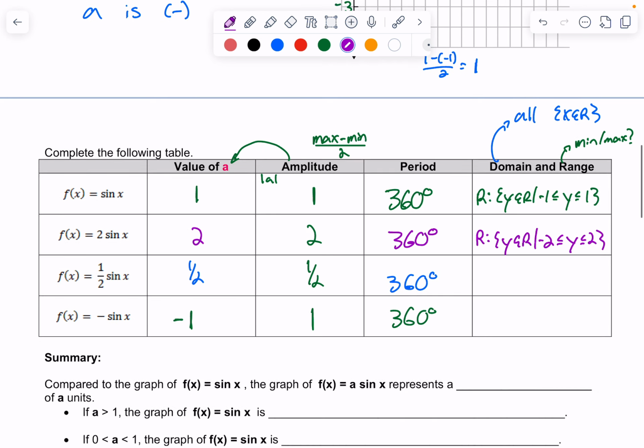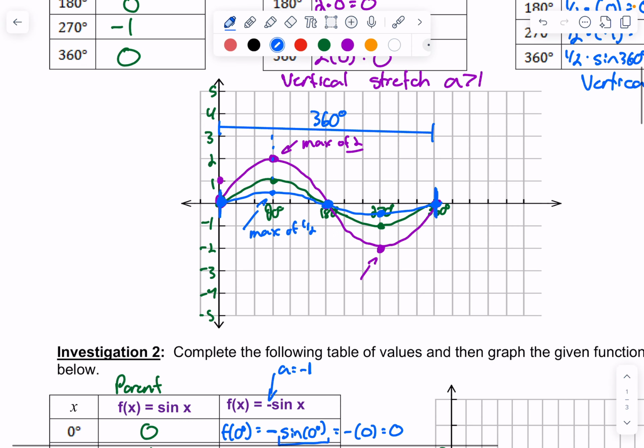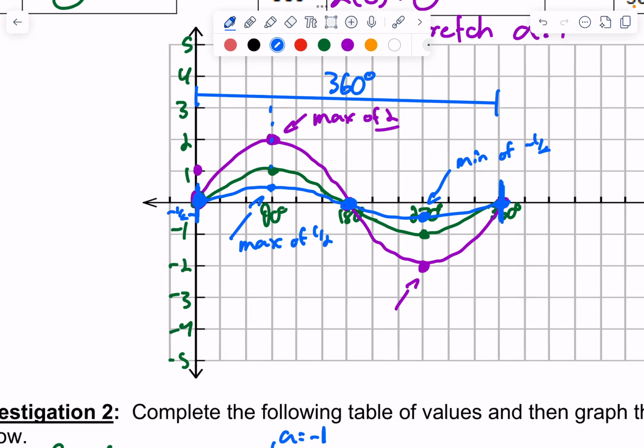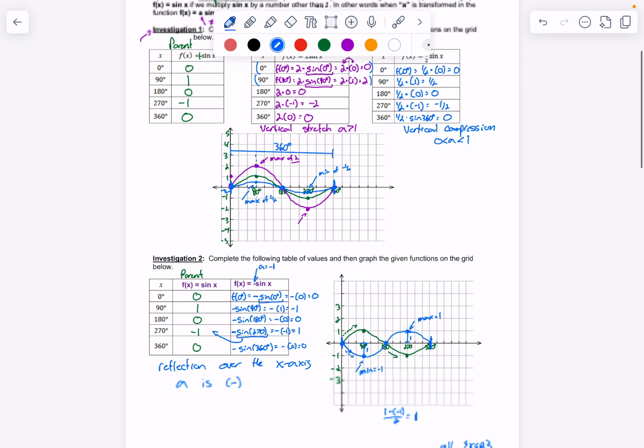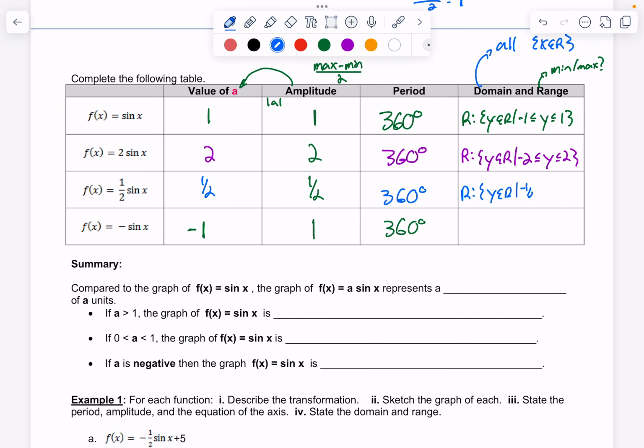Let's look at the one that was vertically compressed. Well, what is its minimum and maximum? So that's this one right here. Well, its max was 1/2, and look at its minimum right here. That corresponds to a value of -1/2. So a min of -1/2. So that's what your graph is oscillating between. So here it's -1/2 less than y less than 1/2.